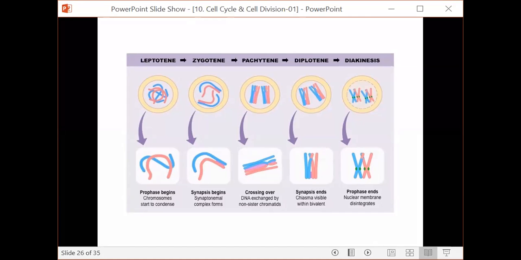In diplotene, the nucleolus and nuclear membrane start their vanishing act. Diakinesis marks the completion of the homologous recombination step. The chiasmata, the crossing over connection, are coming towards the terminal region and they separate, so terminalization occurs, and the nucleolus and nuclear membrane vanish. All right. So any query till here regarding prophase one, the sub-stages of prophase one?